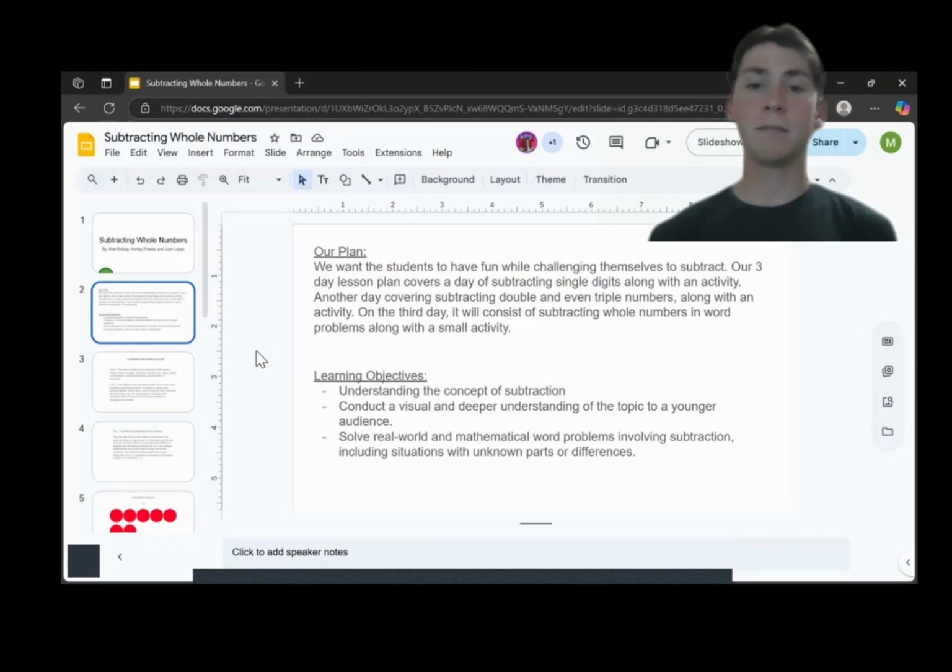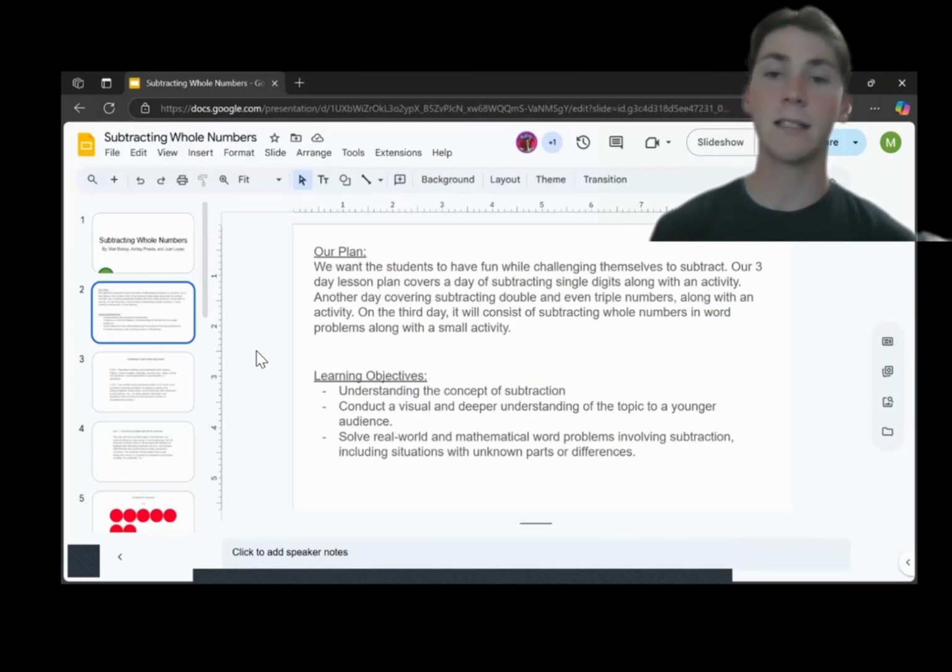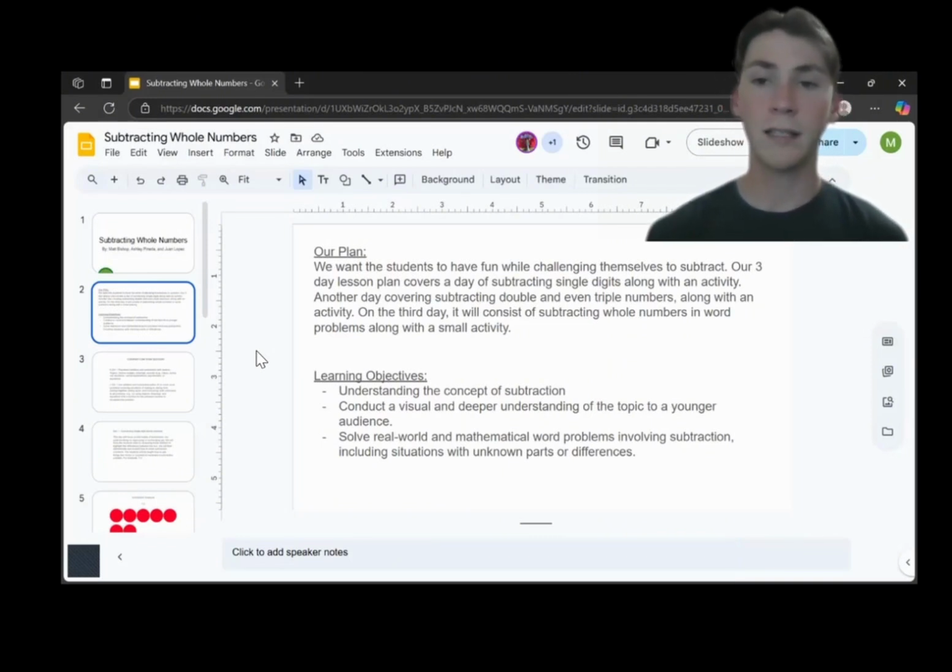Our 3-day lesson plan covers a day of subtracting single digits along with an activity, another day covering subtracting double and even triple digit numbers along with an activity, and on the third day, it will consist of what is considered the more difficult, subtracting whole numbers in word problems, along with a smaller activity.